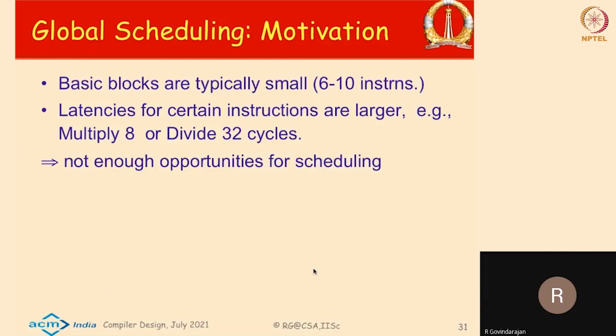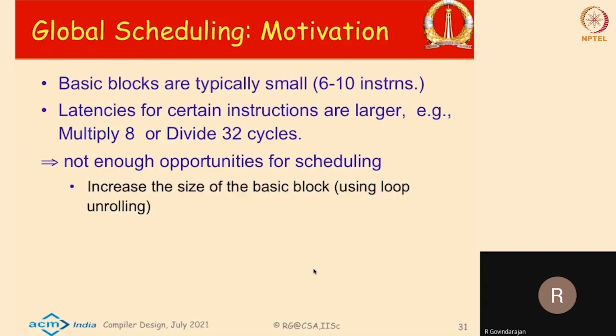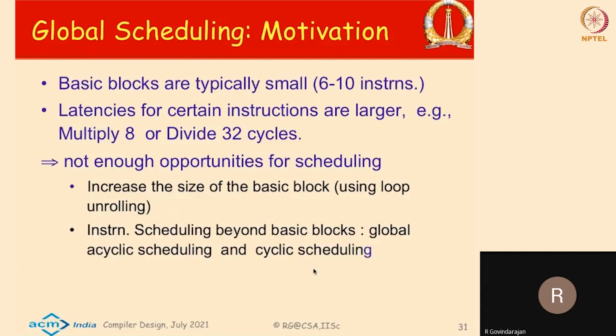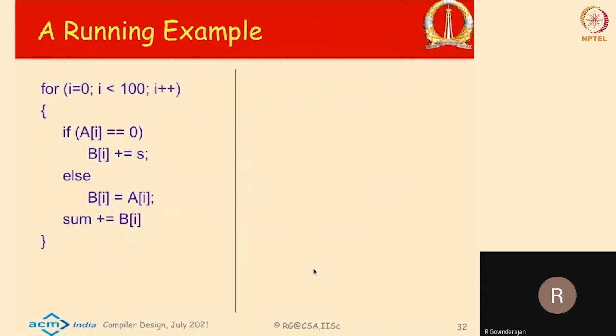And this is where optimizations or transformations like loop unrolling help, because when you unroll the loop, you essentially bring more operations into a single iteration, and that helps you to increase the basic block size. But there are limitations even for loop unrolling, because when you do loop unrolling, you increase the code block size, and that causes certain other problems also. So you may want to talk about doing instruction scheduling beyond basic blocks, and particularly instruction scheduling for loops and other things.